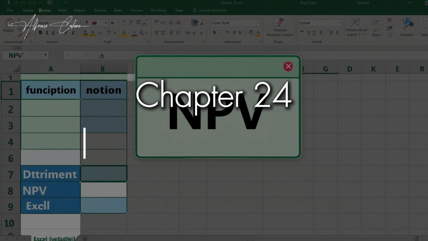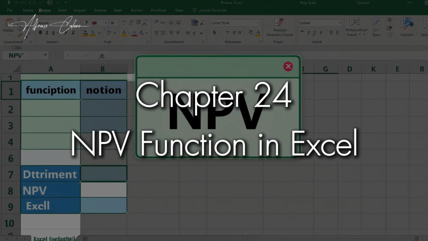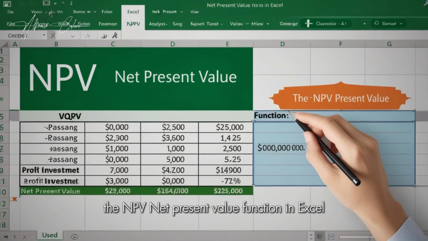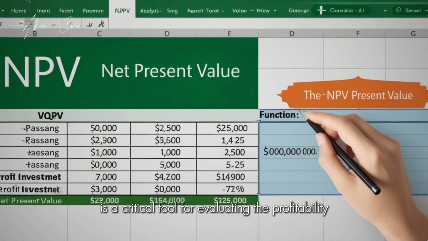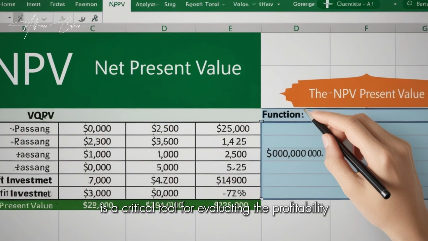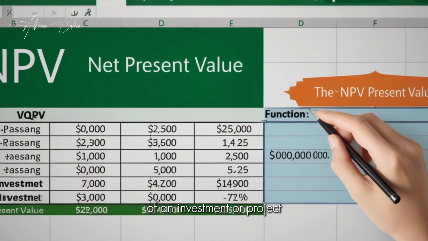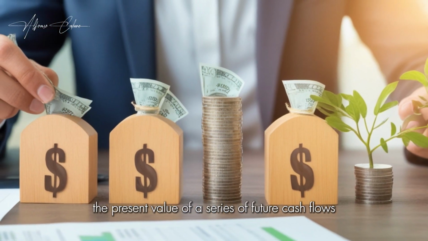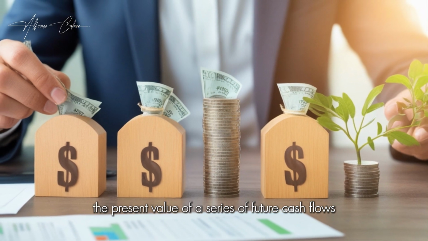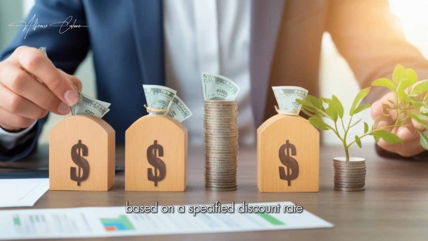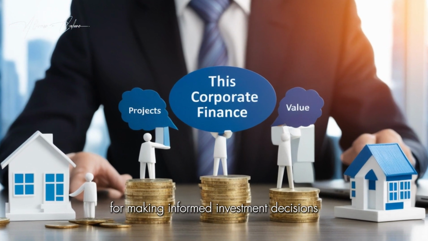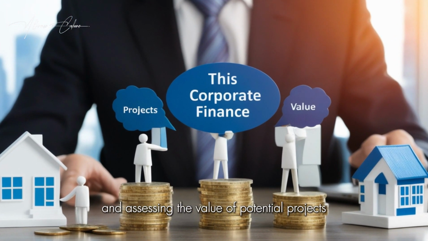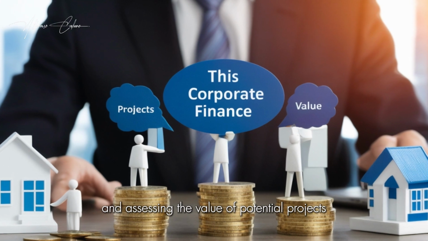Chapter 24, NPV Function in Excel. The NPV, Net Present Value function in Excel, is a critical tool for evaluating the profitability of an investment or project. It calculates the present value of a series of future cash flows based on a specified discount rate. This function is fundamental in corporate finance for making informed investment decisions and assessing the value of potential projects.